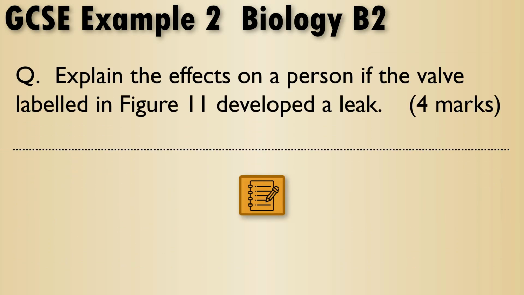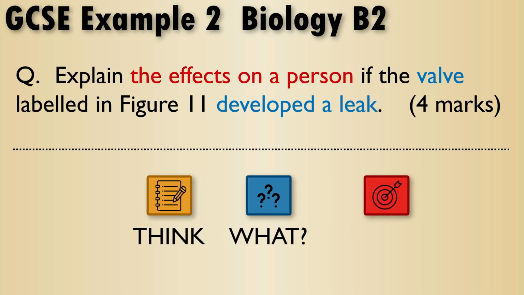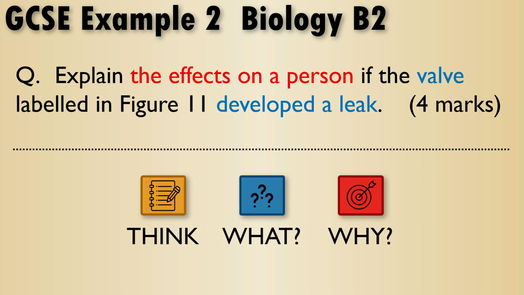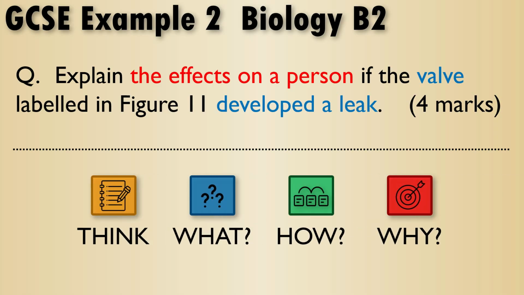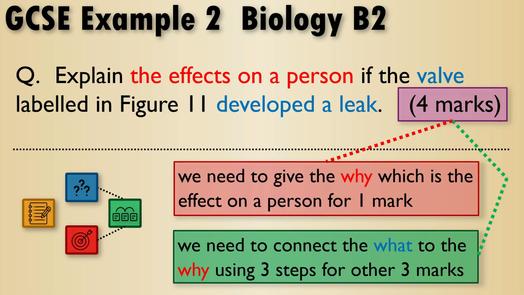We need to identify the what and the why from the question. The what is easy. It is that the valve has developed a leak. But the why isn't given in this question. We're only told we have to explain the effects of the leaking valve on the person. We need to propose what the effect is, and we will get 1 mark for it. This means that we will have 3 marks to connect the what to the why. So that is 3 steps.